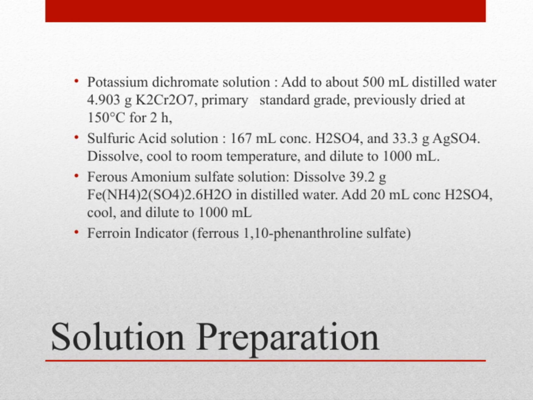Finally, we have the ferroin indicator, which is ferrous 1,10-phenanthroline sulfate. While the slide doesn't specify its preparation, it's important to note that this indicator will be used to signal the endpoint of our titration, turning a distinct color change when the reaction is complete. All these solutions are fundamental to our titration process. They need to be prepared accurately to ensure reliable and reproducible results.